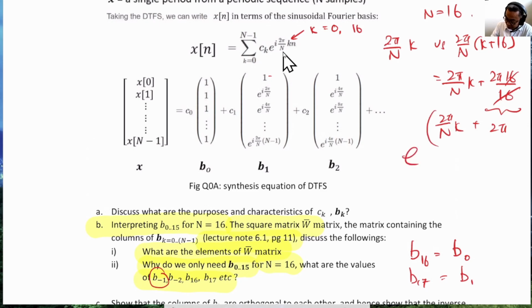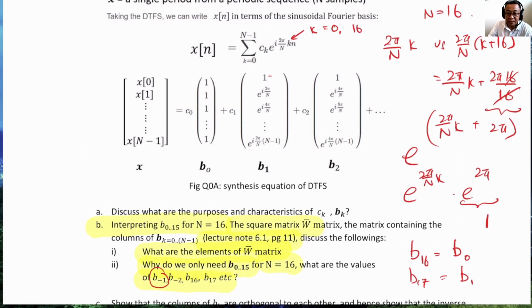Since we are taking the exponential of this value, the plus becomes a dot. Exponential of 2 pi, what is this? 1. And hence, we realize that once you go above n, we can decompose this 2 pi over n k plus n into this form, and it will reduce to 1. And hence, that's why B0 to Bn minus 1 is the same as Bn to B2n minus 1. So that answers the question here. Thank you.